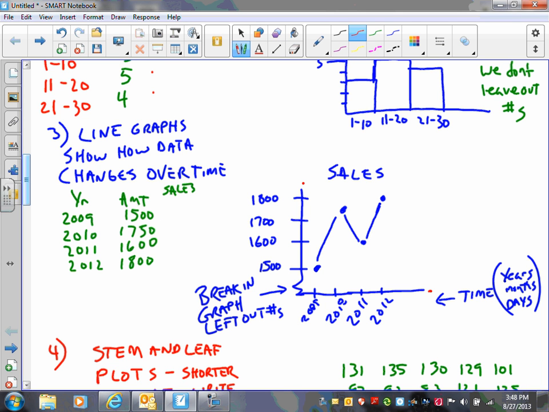Now, since my first number was 1,500, I didn't want to go from 0 to 1,500. You see this little squiggly line, that's a break in the graph. You use that for left out numbers. And you put a dot. 2009, 1,500. 2010, 1,750, which is going to be between 1,700 and 1,800. 2011, 1,600. 2012, 1,800. Technically, you would connect these dots with lines. I just wanted to make sure you could see the separate dots.